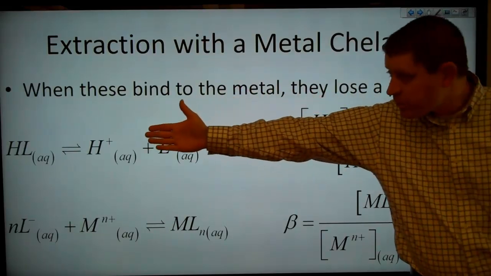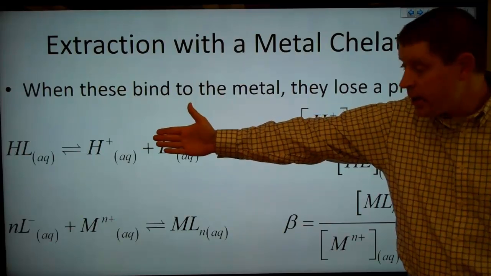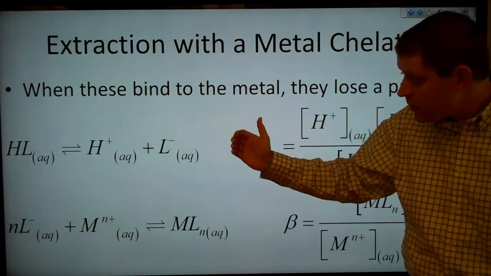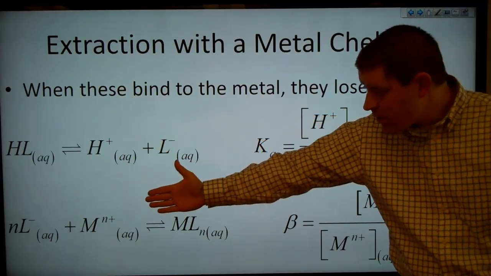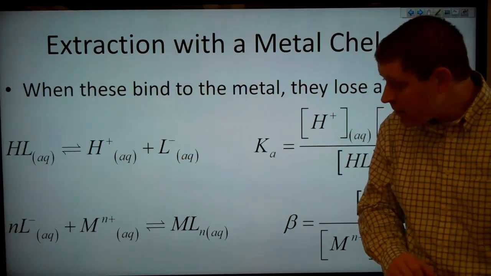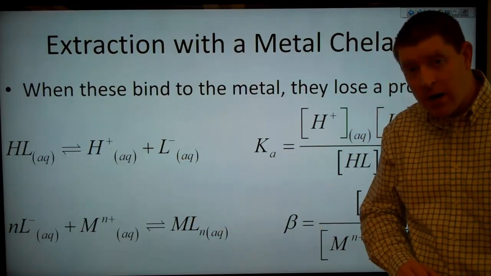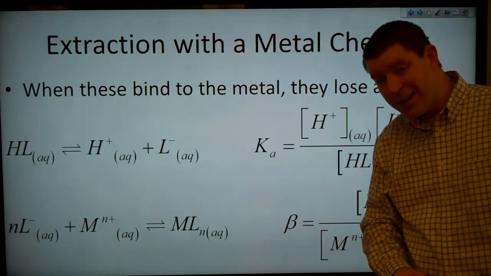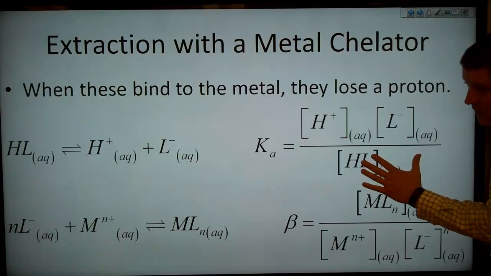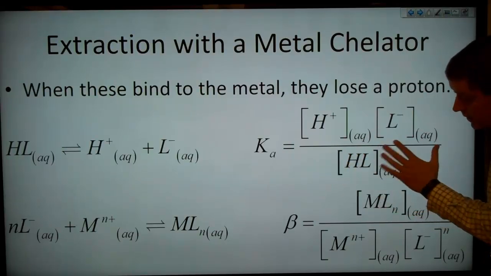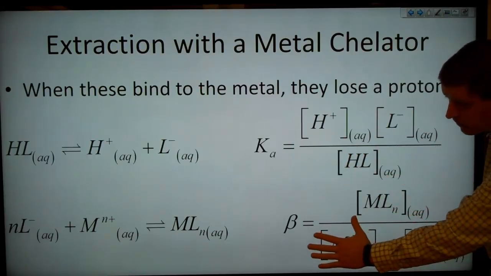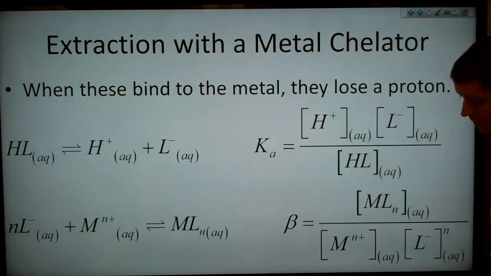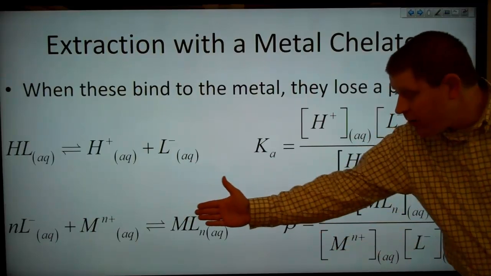So we have our protonated ligand, HL, losing a proton to become L-, and then some number n of L- will react with our metal ion here, Mn+, to form our metal ligand complex. The acid dissociation constant of our ligand is here, and then beta here is the formation constant of our metal ligand complex.